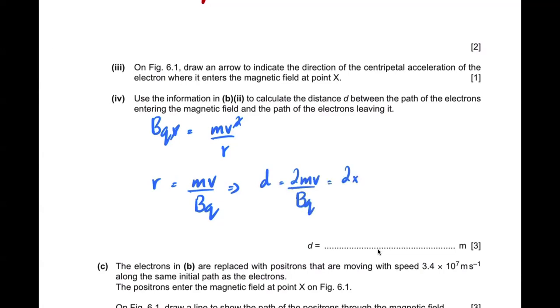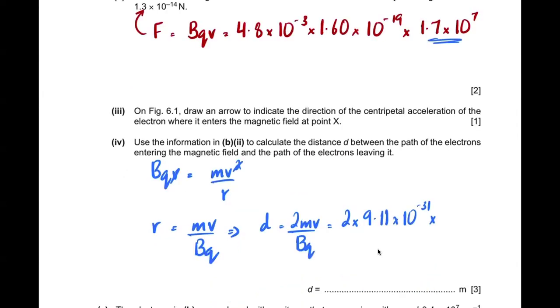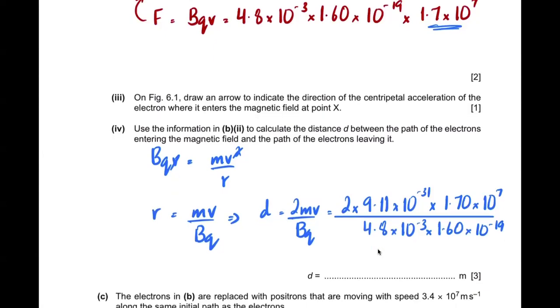Mass of an electron is 9.11 into 10 to the negative 31. V is 1.7 into 10 to the 7. B is 4.8 millitesla. And Q is 1.60 into 10 to the negative 19. Right? So I just plug all of this into the formula. Let's do this.